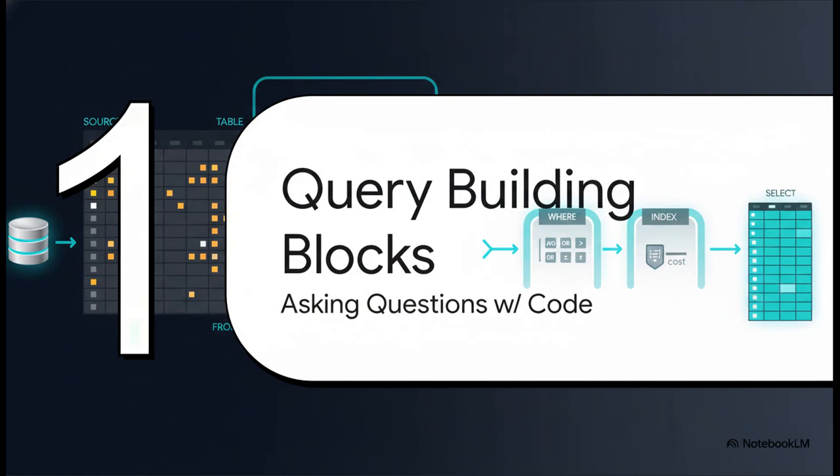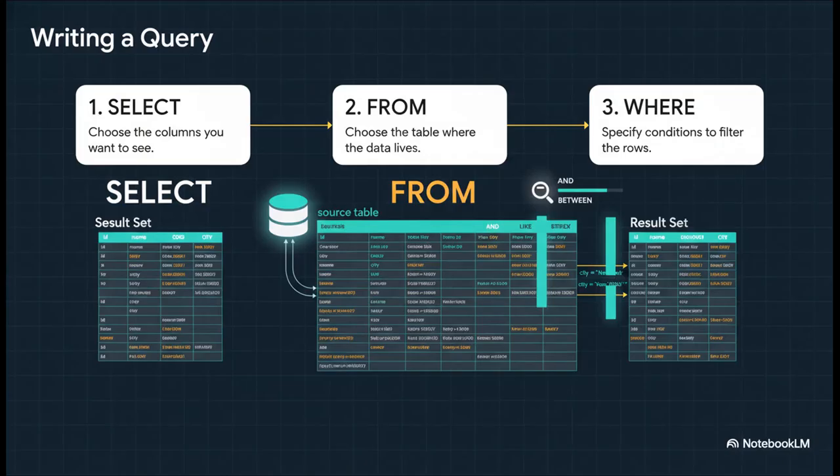To really get that, we've got to start with the basics. Let's look at the three main building blocks you're going to use to ask pretty much any question of your data. So when you sit down to write a query, this is what it usually looks like, right? You type select to say which columns you want to see, then from to name the table where all the data lives, and finally where to filter down to just the rows you care about. And on the surface, that makes total sense. You're basically just saying, show me this stuff from this place, but only if it meets these conditions.